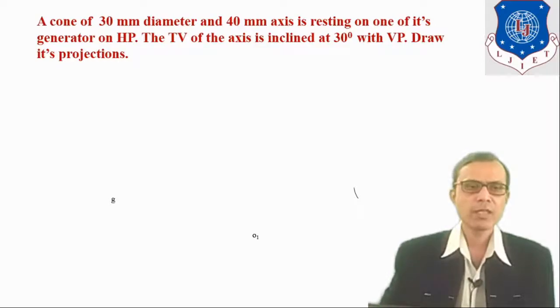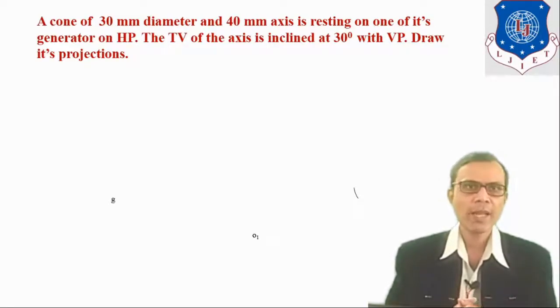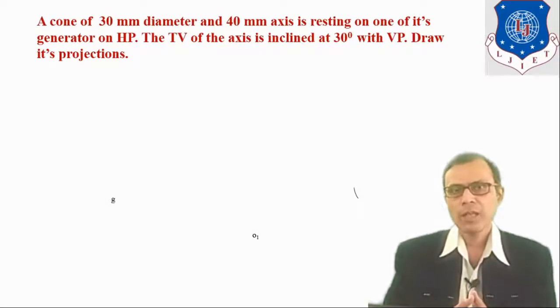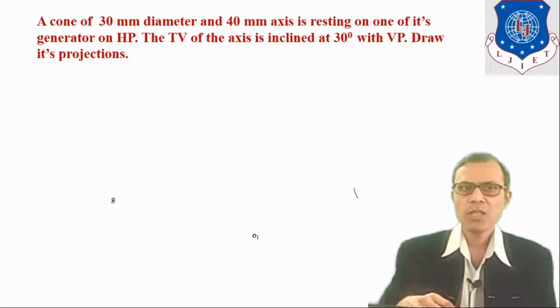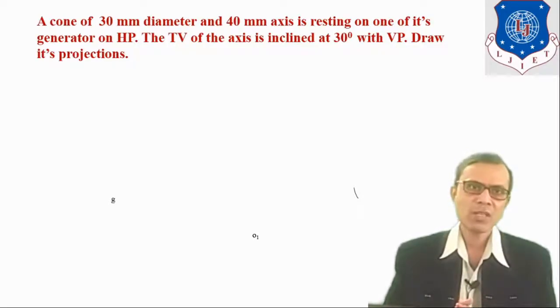Type of solid is a right circular cone. Diameter of the base is 30 mm and axis height is 40 mm. So in first stage, we will consider that it is standing on HP with its base on HP. As we were doing the procedure in case of projection of plane, here also in first stage you have to assume that it is standing on HP, it is kept on HP, so that axis is perpendicular to HP. That would be our first stage.